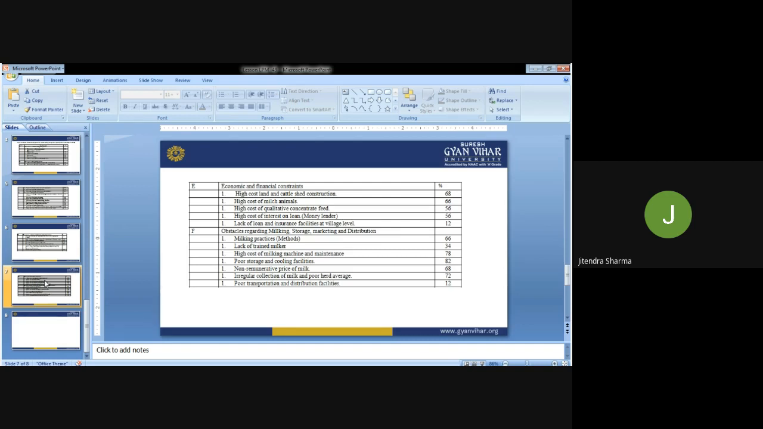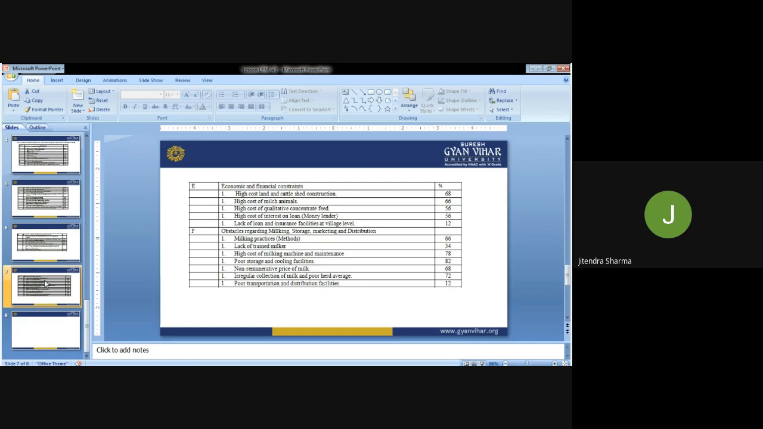Then the high cost of qualitative concentrate feed, which we have already discussed under the feed constraint, explained by 56%. High cost of interest on loans: because dairy farming is unorganized, farmers do not systematically keep records, so it is very difficult for them to avail credit from government agencies, though it is available. So generally they are in the trap of money lenders, and they are bound to bear the high cost of interest on the credit they are availing.